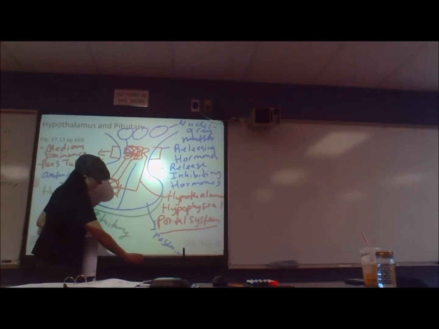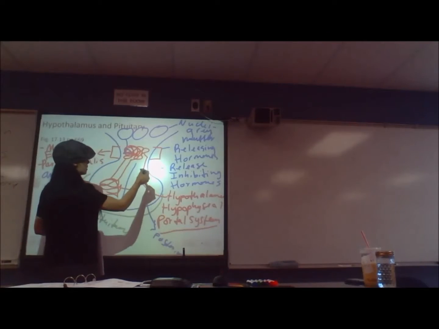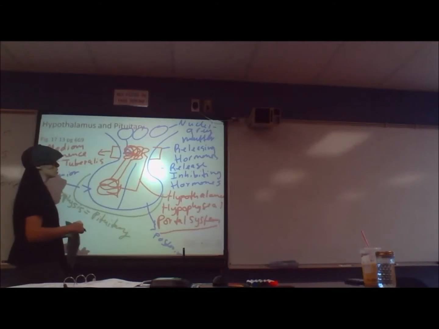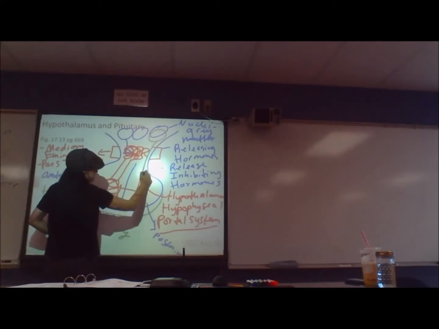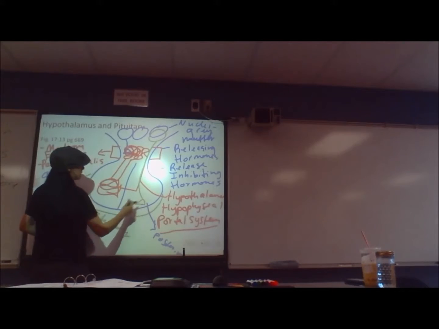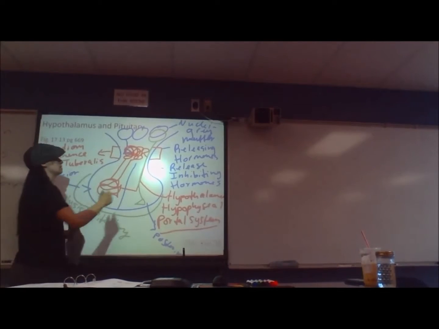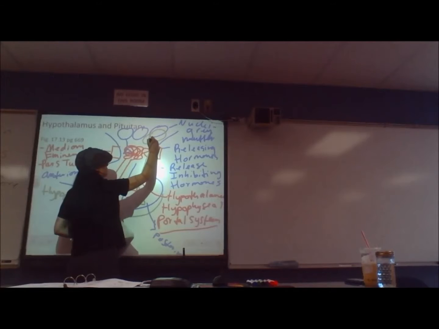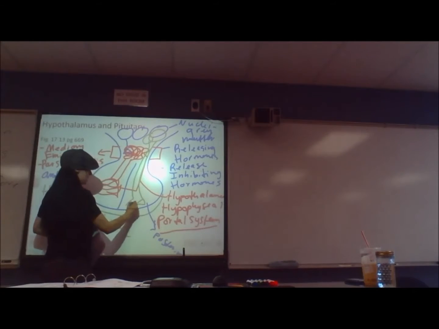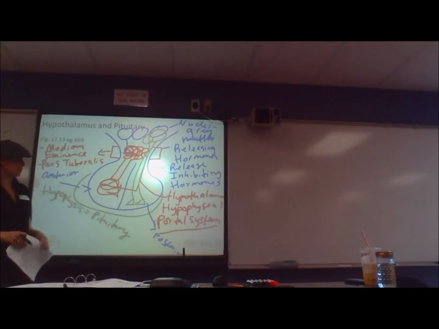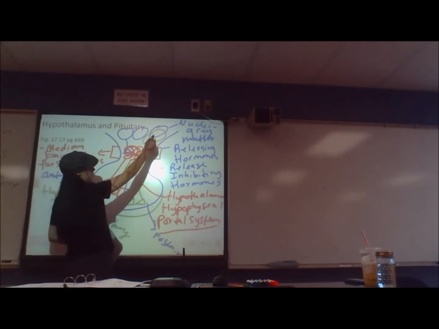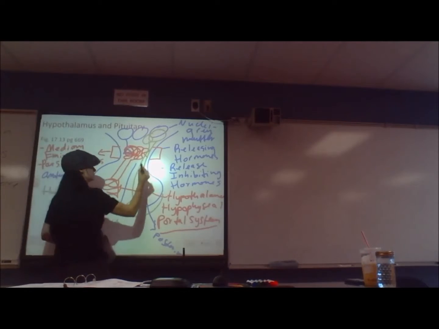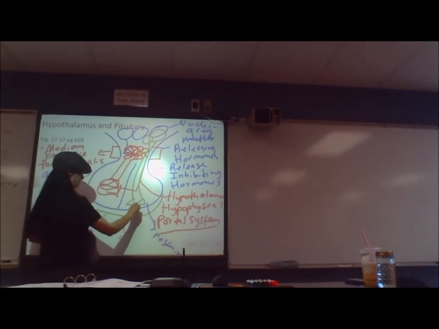Another thing to be aware of about this system, the posterior pituitary has a unique relationship to the hypothalamus in that it is the extension of the axons that are coming down from the hypothalamus. So we've got other neurons that will stretch down and synapse on the posterior pituitary and release neurohormones directly into the blood. And this is called our hypothalamo-hypophyseal tract.